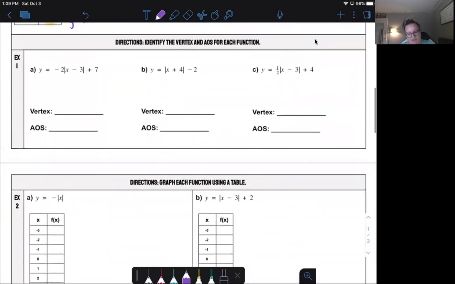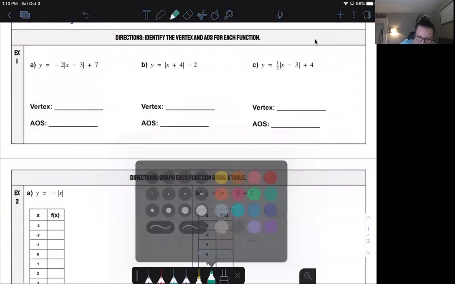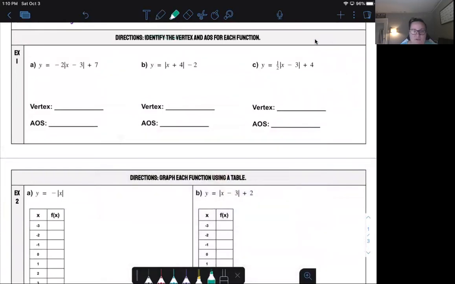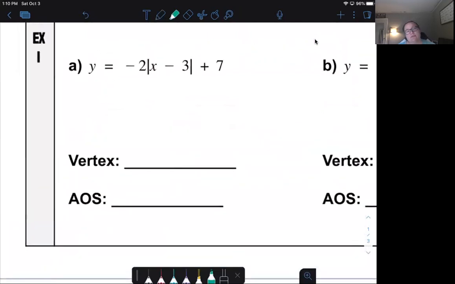All right, so for example 1, I want you to identify the vertex and the axis of symmetry for each function. So for part A, y equals -2 times the absolute value of x minus 3, plus 7. What's our vertex and what's our axis of symmetry? Well, if you recall, the general form is y equals a times the absolute value of x minus h, plus k.